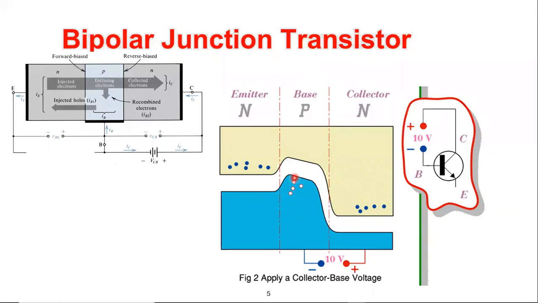That's why we need another step. So the first step was to bias this base-collector junction to be reverse biased. Now, what is the second step? Simply, the second step is to get rid of this potential.